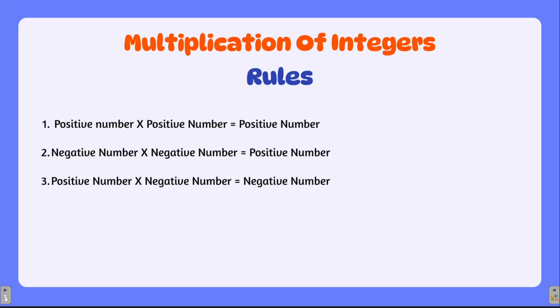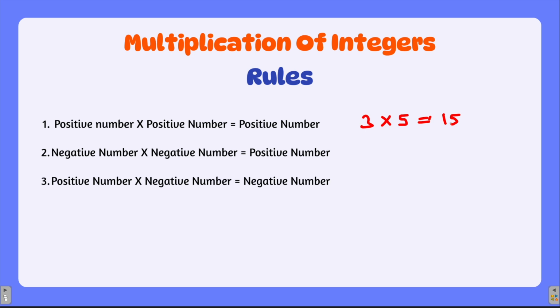The first rule says that if you multiply two positive integers, you will get a positive integer. Like if I multiply 3 with 5, which are both positives, the answer will be 15, which is again a positive integer. This is very simple. We all have studied this in our previous grades.